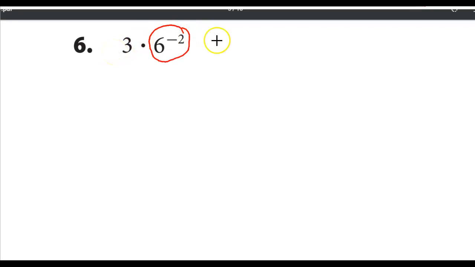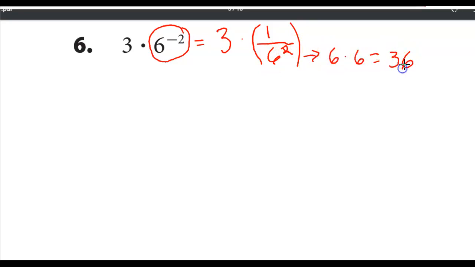So I'm going to rewrite this as 3 times, and I got to break him up again. So I'm going to even put him in a bracket so I don't lose him. 1, I always do my 1 up top, over 6 times 2. Okay, now I'm going to simplify this right here. So 6, not 6 times 2, sorry, 6 to the second power. So that really becomes 6 times 6, which gives me 36 over 1. Okay, that's what I'm left with.